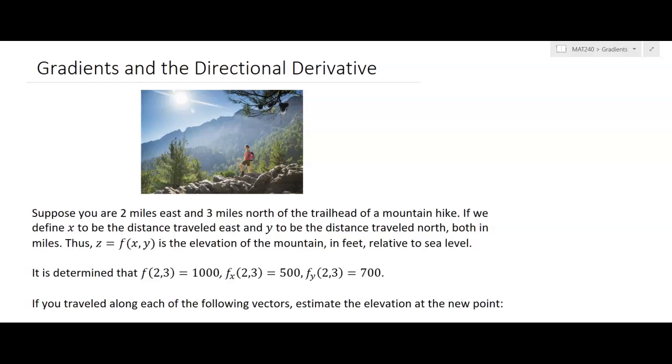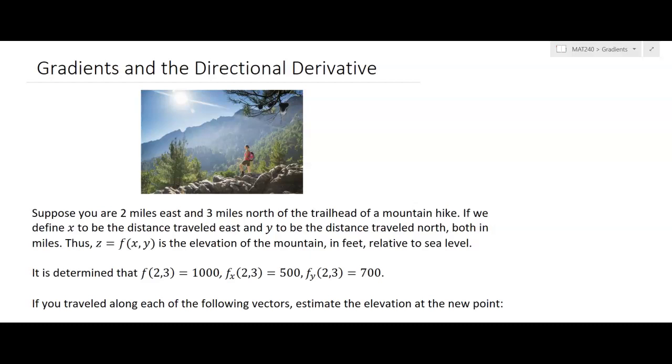Hello and welcome. In this video, we're going to take a look at gradients and the directional derivative. To motivate this concept, let's suppose you are hiking and you are 2 miles east and 3 miles north of the trailhead of a mountain hike.